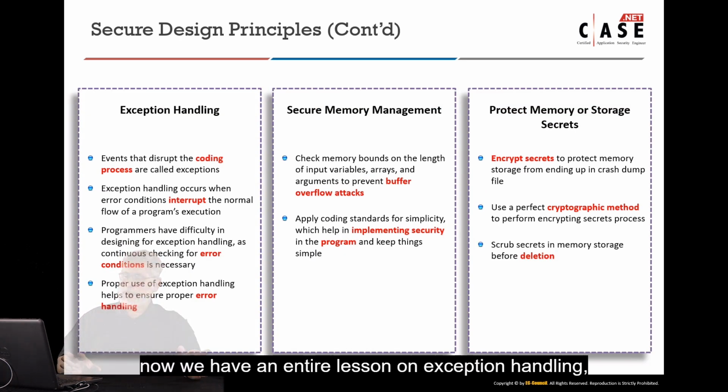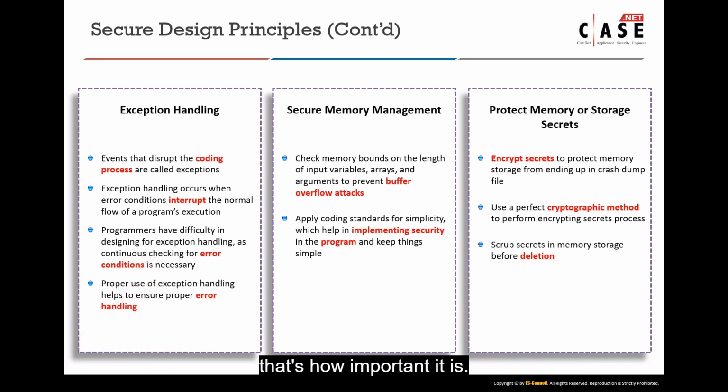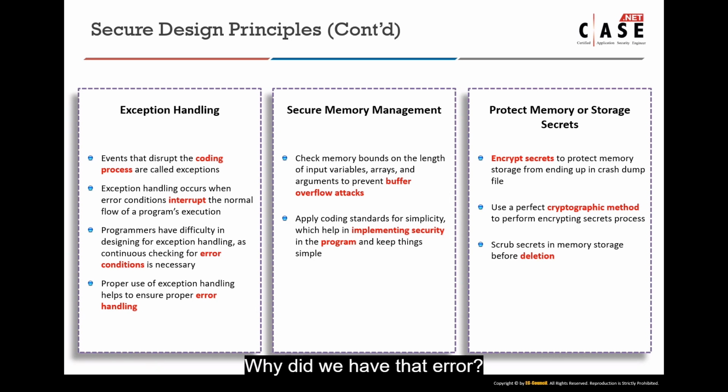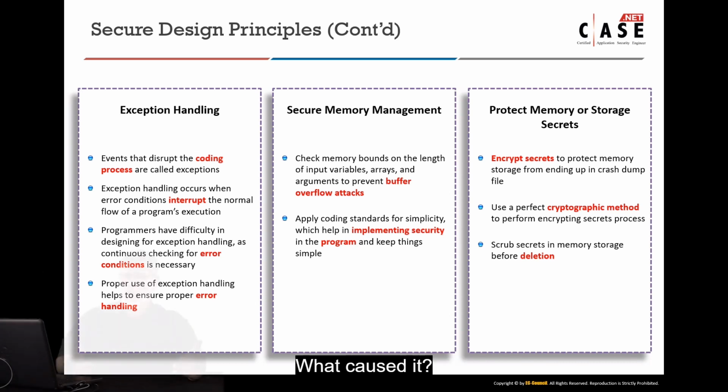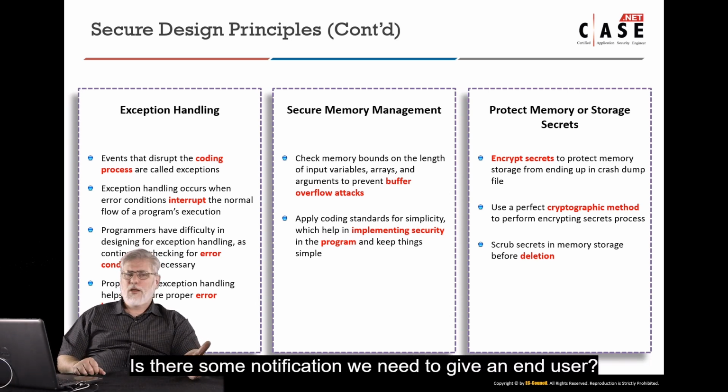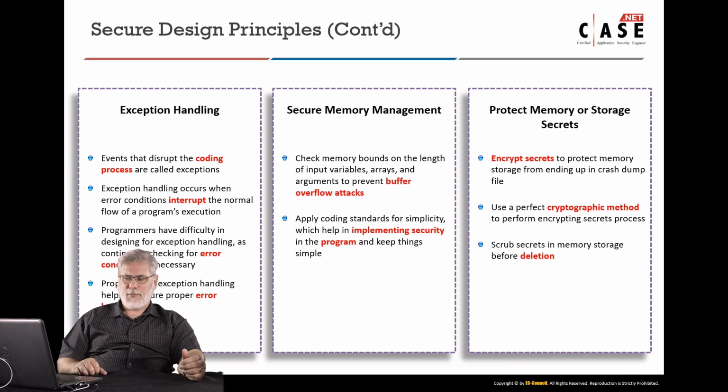Exception handling. Now, we have an entire lesson on exception handling. That's how important it is. But anything that could cause an exception or error needs to not just be blocked, but handled properly. Why did we have that error? What caused it? Is there something we need to change? Is there some notification we need to give an end user? What do we do to handle this?